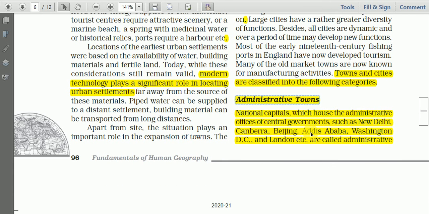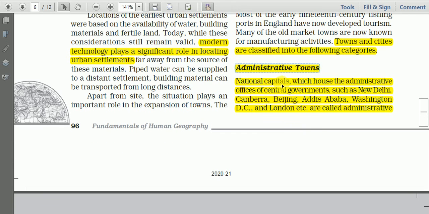So what are administrative towns? National capitals which house the administrative offices of central government, such as New Delhi, Canberra, Beijing, Addis Ababa, Washington DC, and London, are called administrative towns. So any city or town which is a national capital and which has these administrative offices of the central or other governments is called an administrative town.